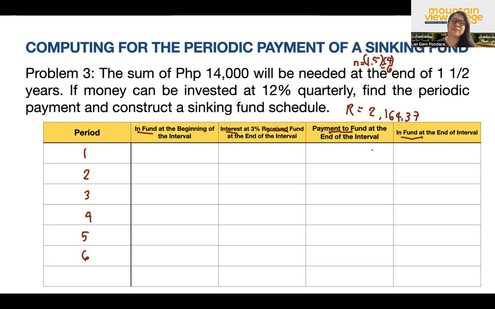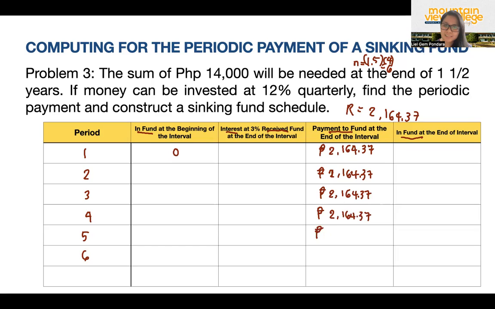In fund at the beginning of the interval tells you how much is the money. So we say 0 because you didn't place any, right? Next, payment to the fund. How much will be given? 2,164.37 until the end. It's the same amount to be given. Okay, row V, the same task. Row V, you multiply our payment by 3%.